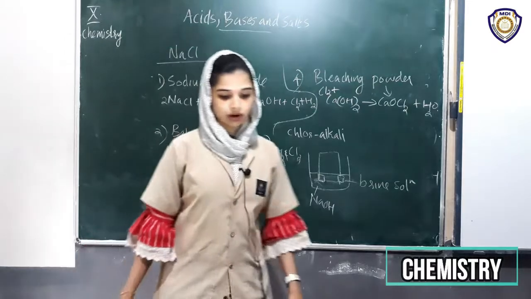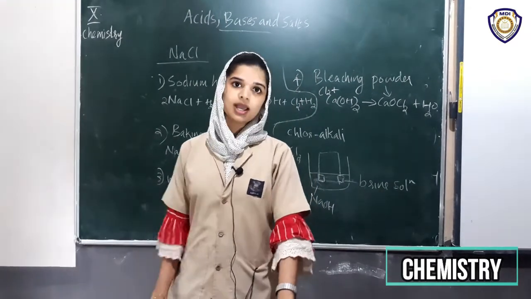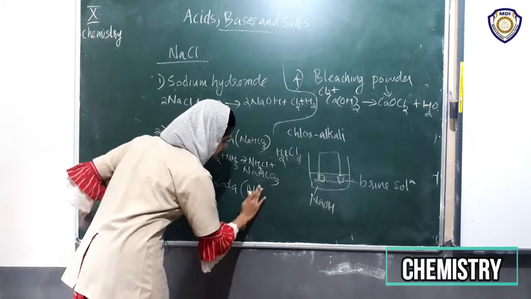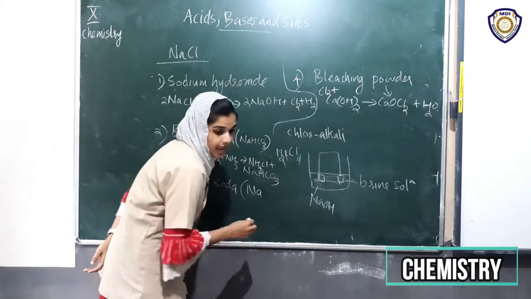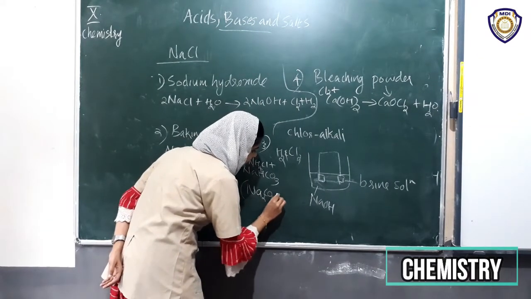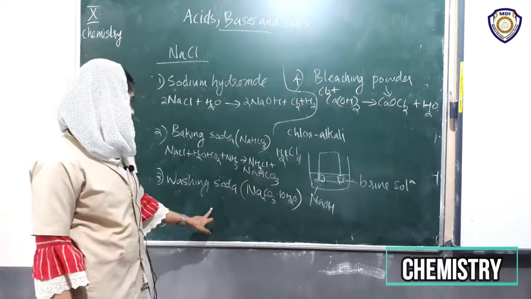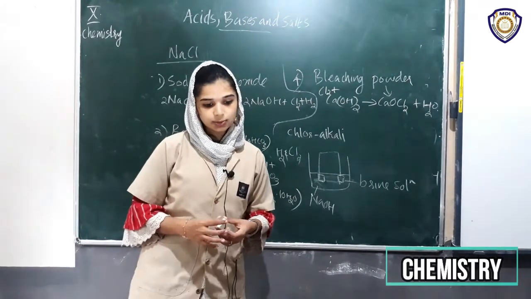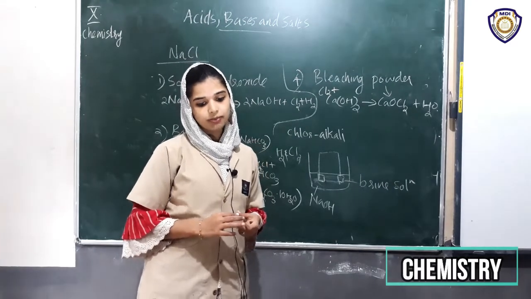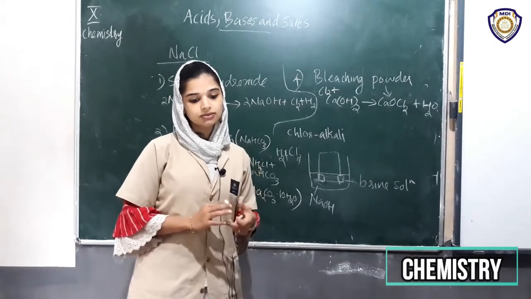Washing soda is another chemical that can be obtained from sodium chloride. Its chemical formula is Na2CO3·10H2O. This is washing soda. Washing soda is prepared from sodium carbonate. Sodium carbonate can be obtained by heating baking soda. So, recrystallization of sodium carbonate gives washing soda.